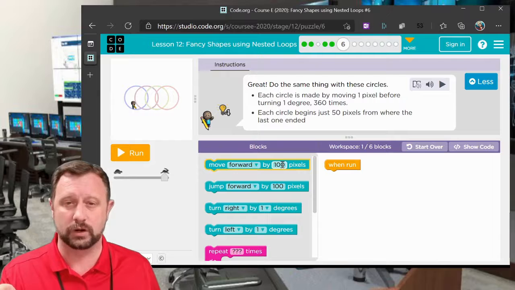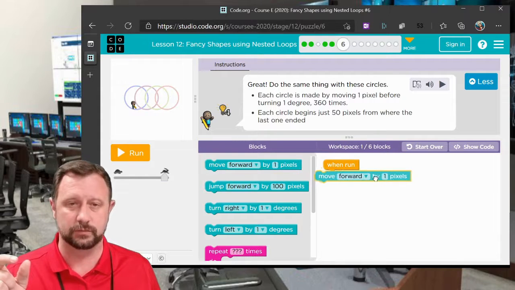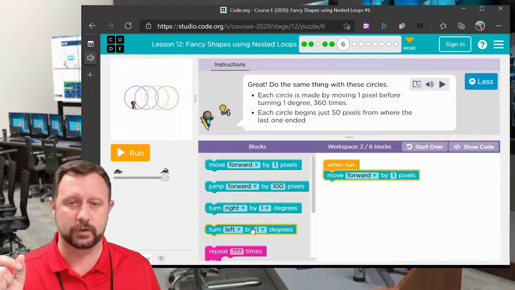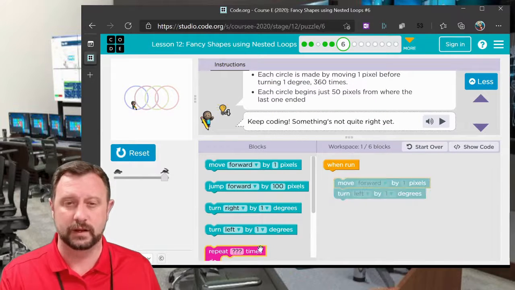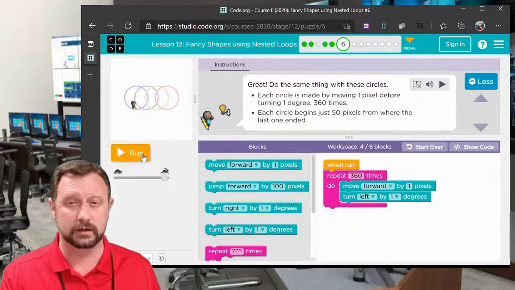It said that we're going to go forward 1 pixel, like so. Move forward 1 pixel. Then we have to turn, and we're going to turn to the left here, 1 degree. Now if I ran that, I got a tiny dot of light right there. The directions tell us that there are 360 degrees in that puzzle. 360 degrees. Let's see if I did this 360 times, then what it would look like. Here we go.